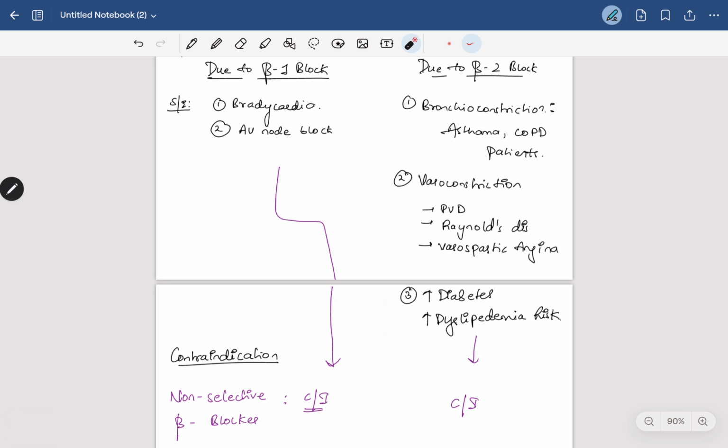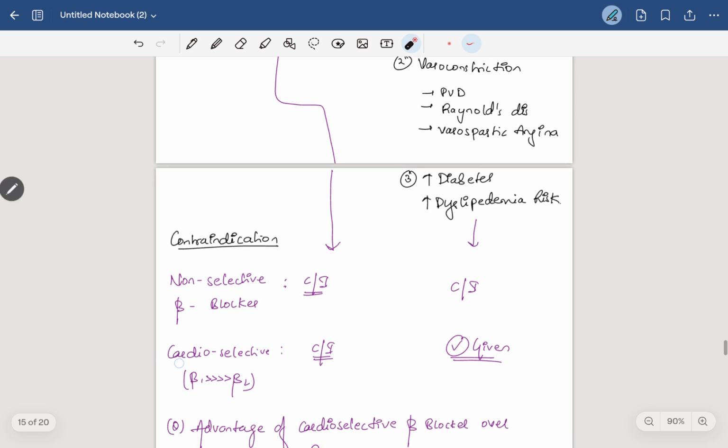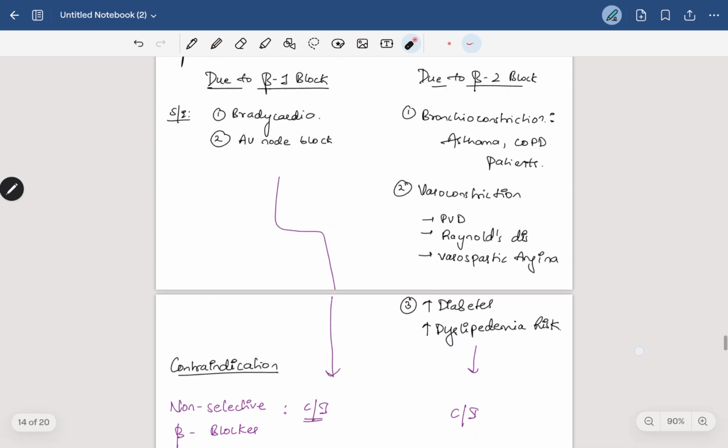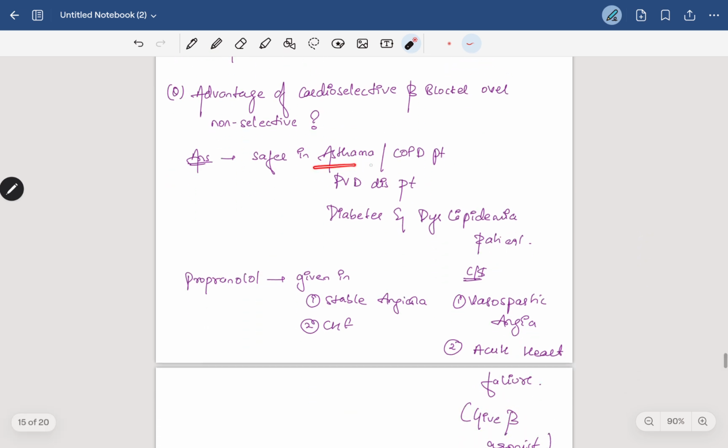So in all these patients, if I have to give a beta blocker, which beta blocker will I give? I will give a cardioselective beta blocker. Got it? So this is nothing but the advantage of cardioselective beta blockers over non-selectives. Look, there's nothing to learn by heart. If you know the contraindications, you know this also. What is the advantage of cardioselective beta blockers over non-selective? It is that in all these conditions, asthma, COPD patients, PVD, Raynaud's disease, vasospastic angina, diabetes, dyslipidemia, I can give a cardioselective beta blocker. See, it is safer in asthma, COPD, diabetes, dyslipidemia patients.